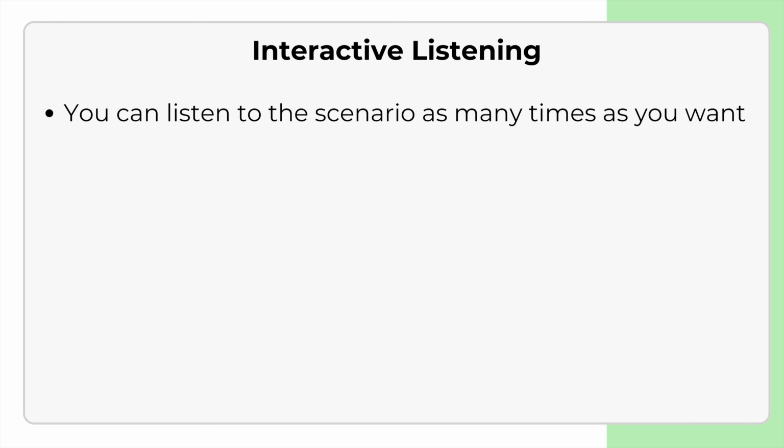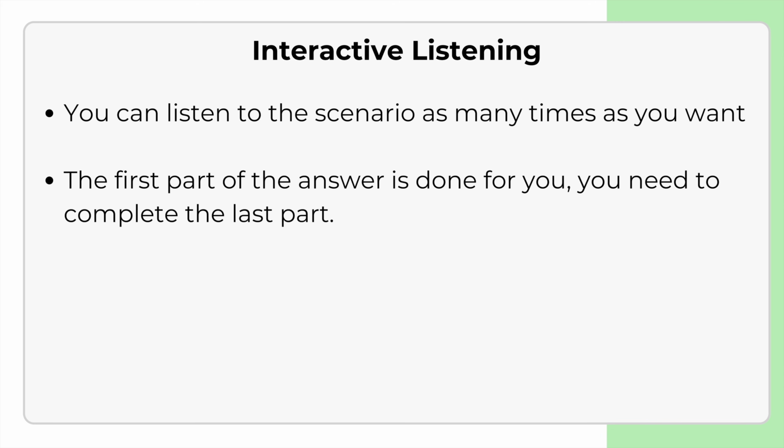But now let's talk about some strategies and tips to help you to do well for this part 1 of interactive listening. Okay, so let's talk about some tips that can help you. You can actually listen to the scenario as many times as you want. Now, something I've noticed when I've done this question type is that normally the questions follow the order of the scenario. So you can listen once to get answer 1, listen second time to get answer 2, and listen a third time to get answer number 3, and it should follow the same order. Of course, I can't guarantee that will be the same for every single question, but the ones I've experienced, that seems to be the case. The first part of the answer is done for you, and you just need to complete the last part.